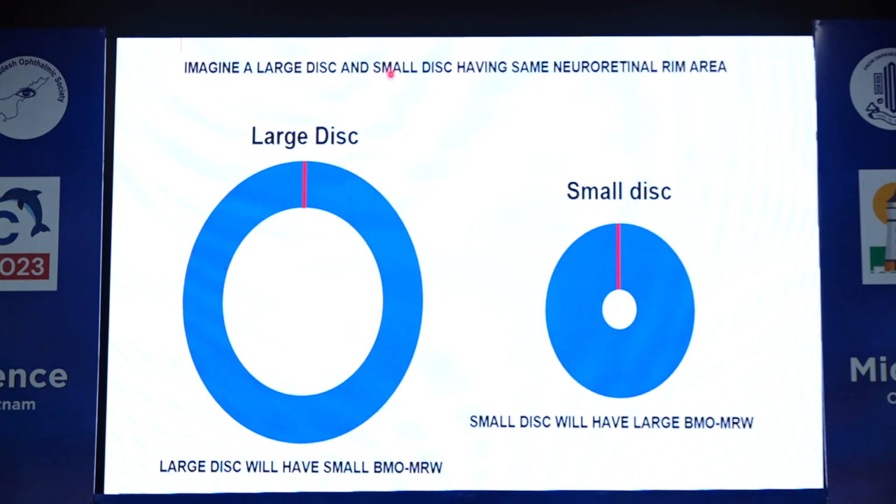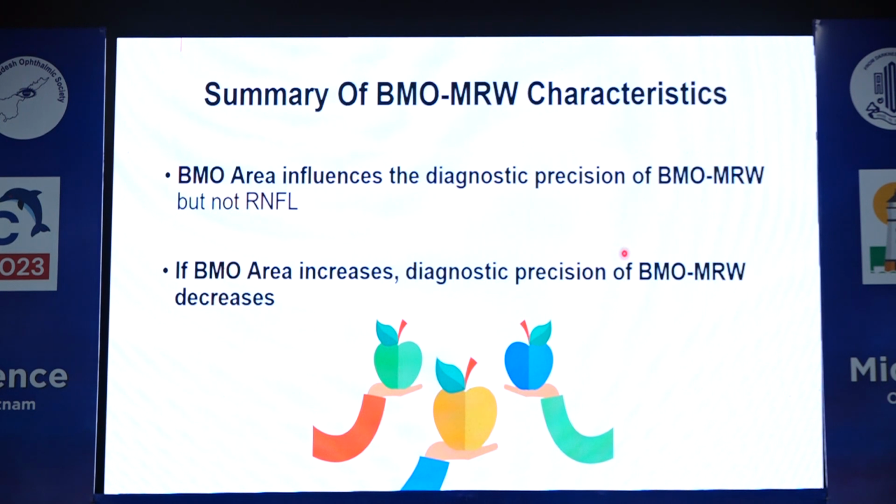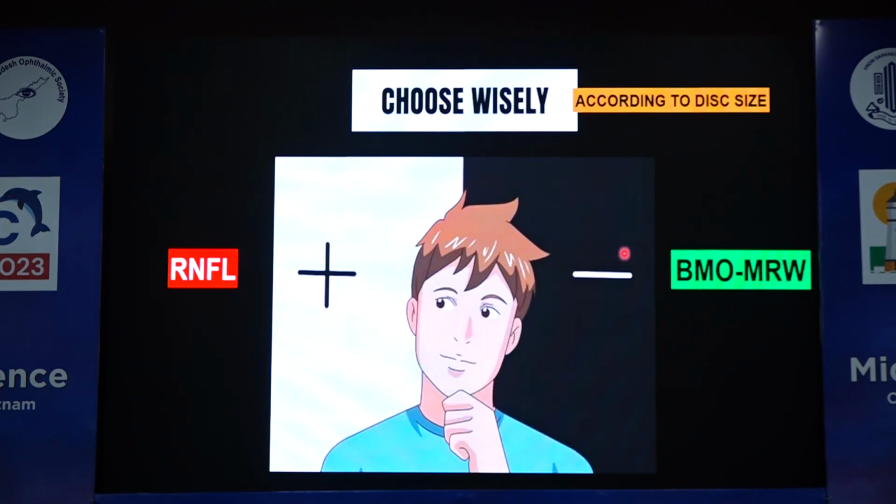Imagine a large disc and a small disc having the same area. So this patient and this patient, finally the neuroretinal rim area is the same. If you see the blue area, they both are the same. But a large disc will always have a small BMO MRW, whereas a small disc will always have a large BMO MRW. So this is the game-changing marker that OCT is giving us, because the influence of the disc size on BMO MRW is always there, despite two areas being the same. So BMO area will always influence the diagnostic precision of BMO MRW, but not the RNFL which is passing into it. So these are some of the things which we need to know.